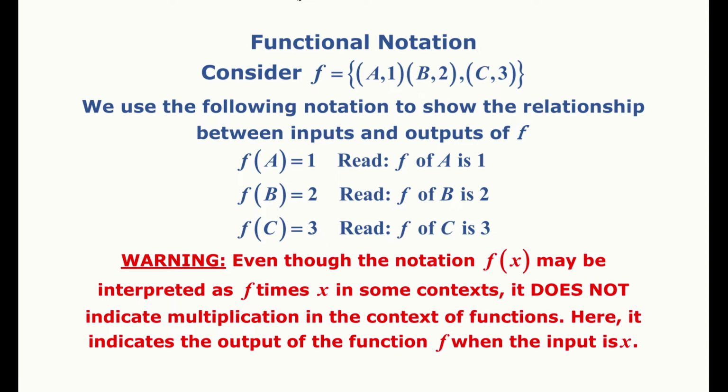Even though the notation f of x may be interpreted as f times x, it's very, very important to realize that that is not what is indicated when you write it in this context, in the context of functions. Here it's just an output for a given input, and you don't say f times C or f times B or f times A. You say f of A, f of B, f of C, etc.